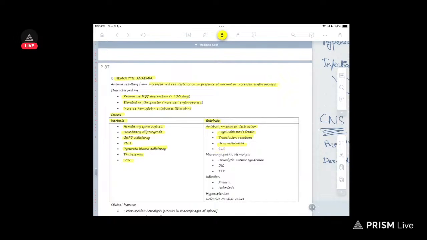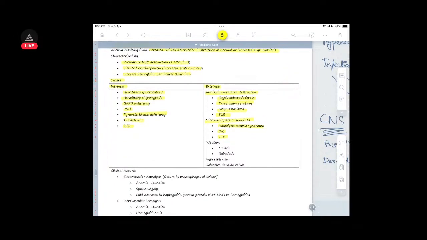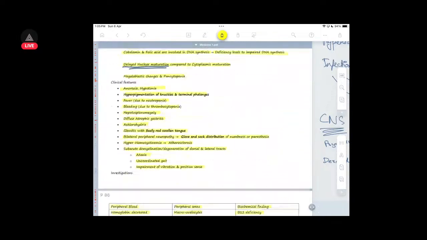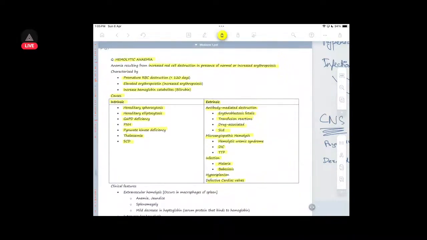You can have microangiopathic hemolysis: hemolytic uremic syndrome, DIC, TTP. Infections can be malaria, babesiosis. See, this is the same thing which you have written over here. Previously, we have seen the same thing. So I'm just going to erase this entire thing. Same as above.